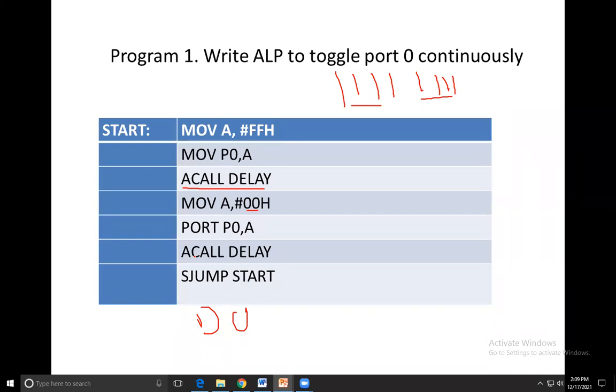The same process is done again, from 0 to 1. So each and every time port 0 toggles. So it is a simple program.